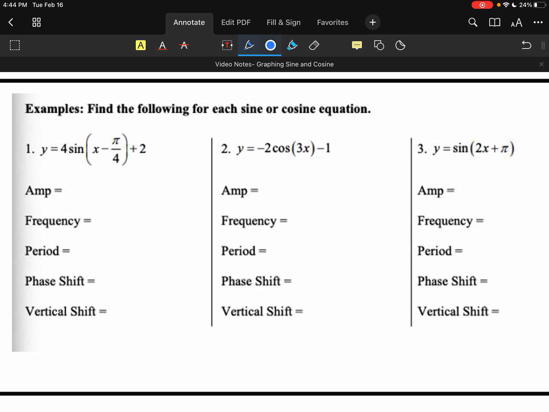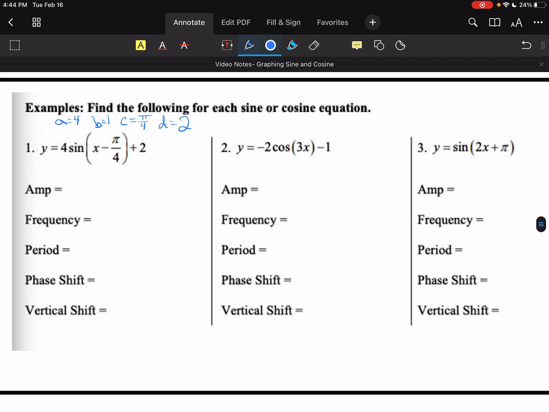So with problems like these, it always helps to label what everything is. So my a value is in front, that's 4. B value, if there's no number there, there's really a 1. C is the opposite of what's shown, so positive pi over 4. And then D is at the end, so that's positive 2. So my amplitude, absolute value of 4, is just 4, right? Always positive.